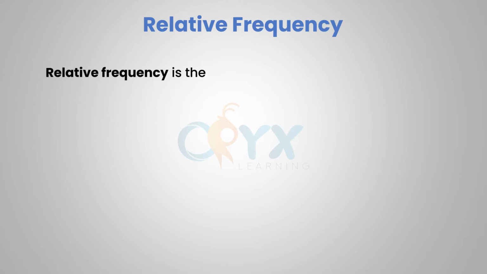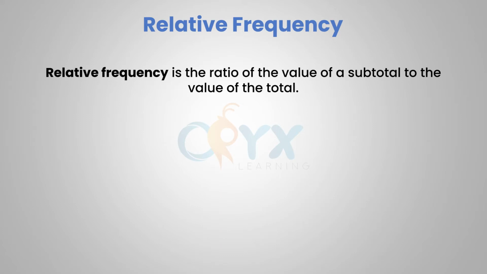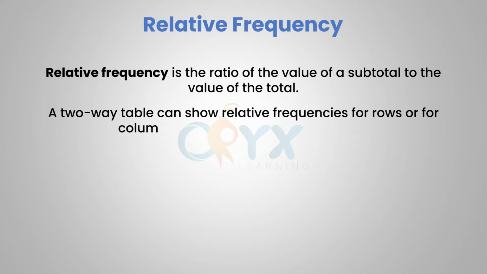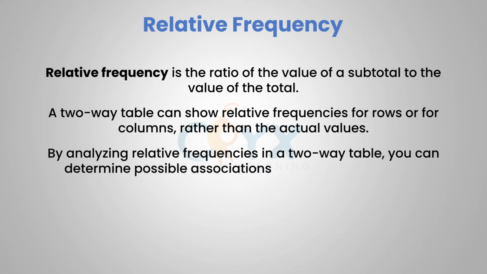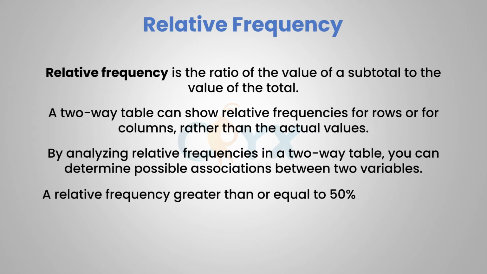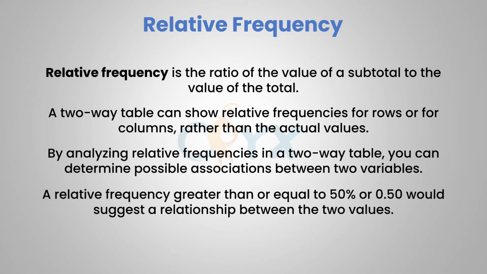Relative frequency is the ratio of the value of a subtotal to the value of the total. A two-way table can show relative frequencies for rows or for columns rather than the actual values. By analyzing relative frequencies in a two-way table, you can determine possible associations between two variables. A relative frequency greater than or equal to 50% or 0.5 would suggest a relationship between the two values.